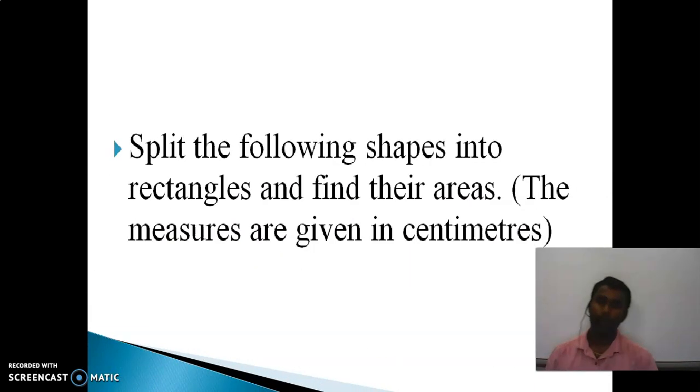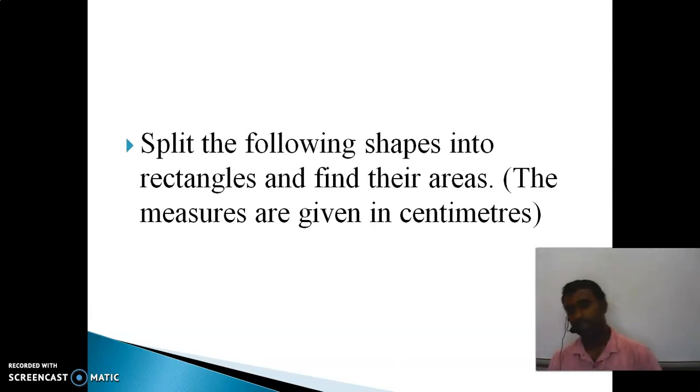The next problem is going to be very easy. Split the following shapes into rectangles and find their areas. The measures are given in centimeters. They will give one shape, and you are going to find the area of that shape. How to find the area: you are going to split the shape into the area of a rectangle and the area of a square, any area. So from those two.